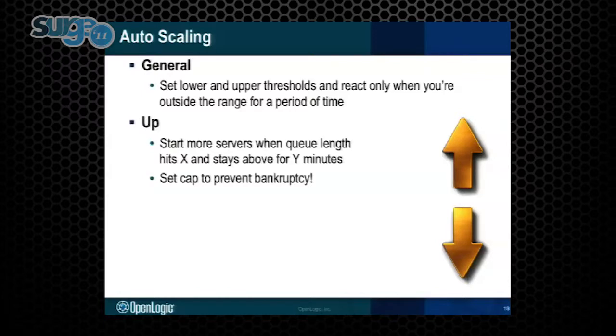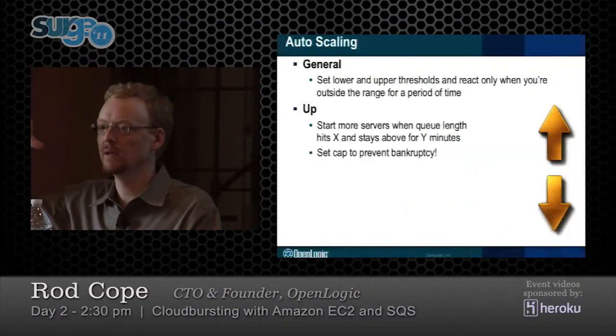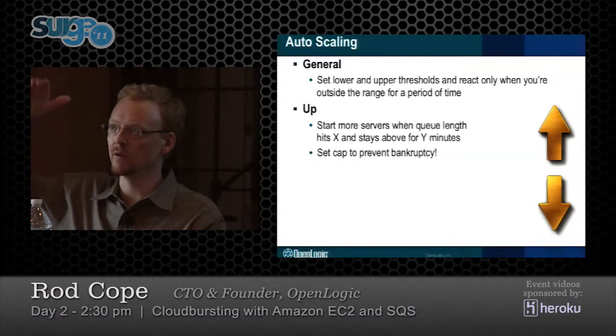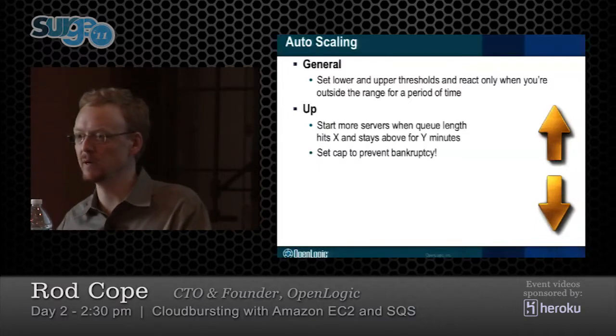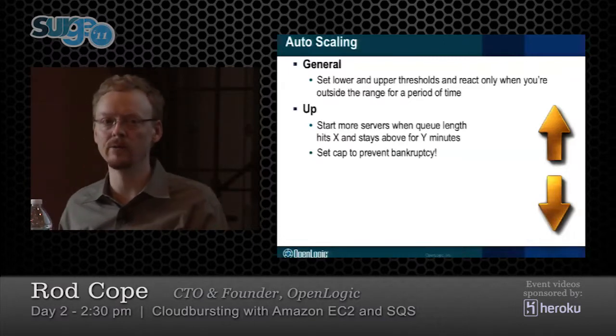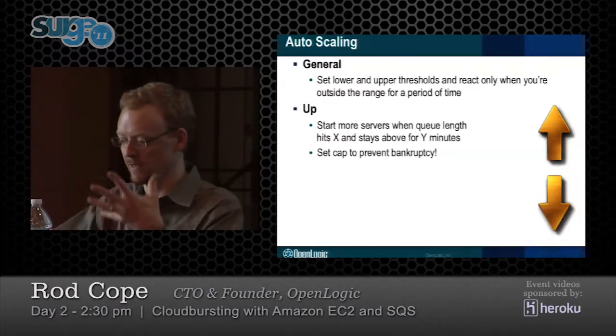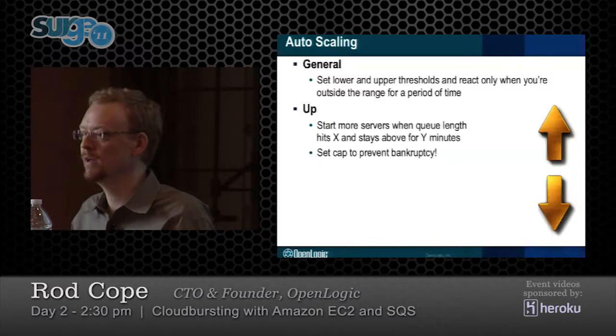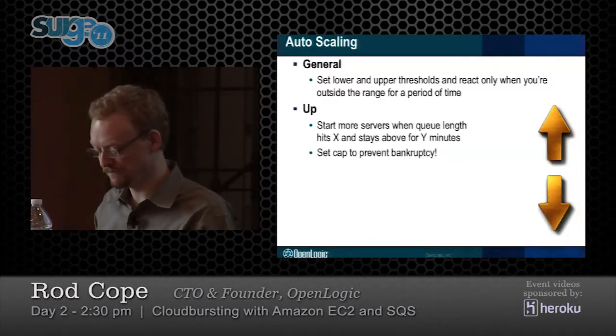So to scale up, you're going to want to start servers once you hit a certain queue length and it stays above that queue length for a number of minutes, probably. And say, okay, now I feel safe that I'm probably going to be above there for a while. It's worth the overhead to spin up some servers. And you don't want to scale to 1 million because you got DDoS attacked and go out of business, right? You don't want the $2 million Amazon bill next month. So put some kind of a reasonable cap on that.